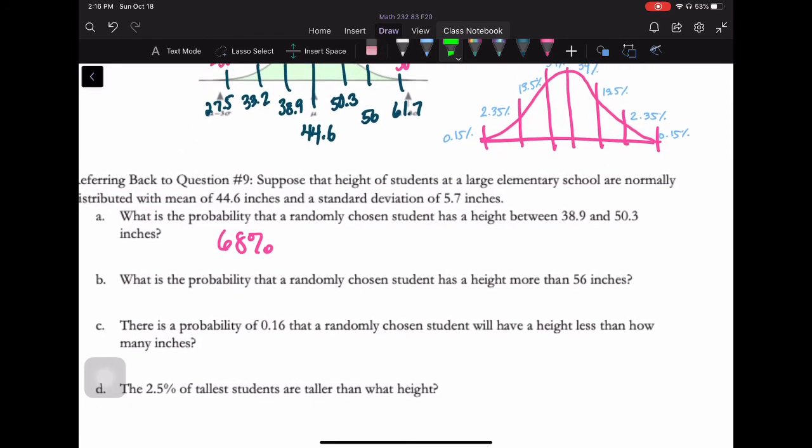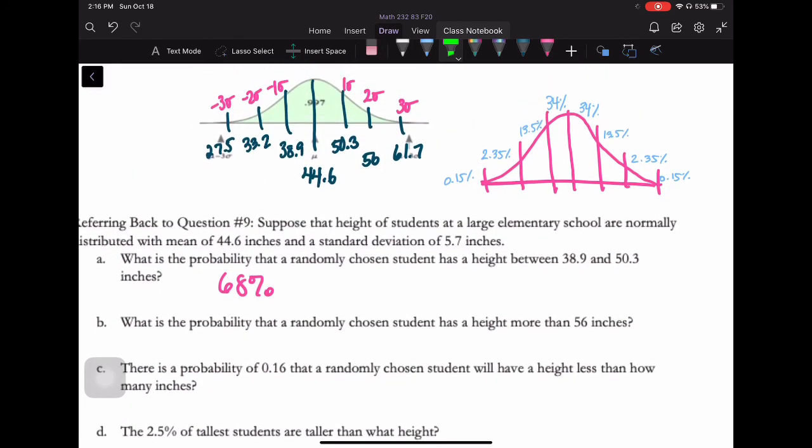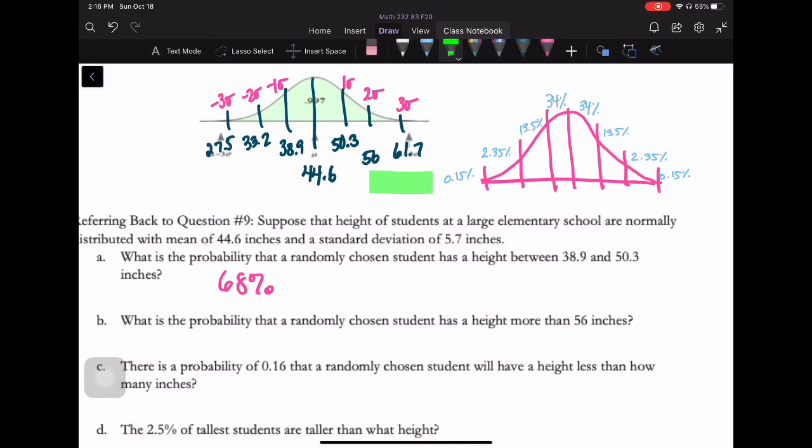Okay, the next question wants to know the probability of a height of more than 56 inches. So 56 is right here to the right. That would be from right here to the right, which means I'm talking about 2.35% and 0.15%. If you add 2.35% and 0.15%, you get 2.5%.